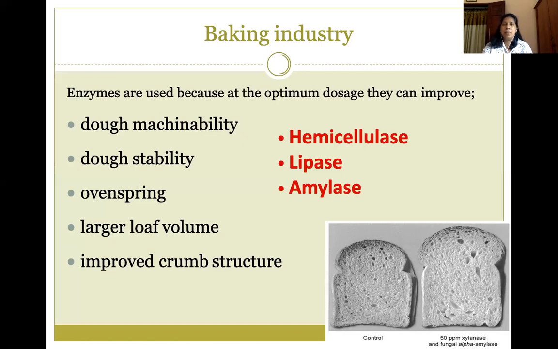Enzymes are used, because at the optimum enzyme dosage they can improve the bread. Hemicellulase, lipase, and amylase enzymes are used. What kind of support do they give? Dough machinability, dough stability, oven spring, larger loaf volume, and improved crumb texture and structure. Those things are produced by adding hemicellulase, lipase, and amylase. At this level, in the second year principles course, I'm not going to teach you the inside action. But when we use hemicellulase in the dough, that enzyme can break down the cellulose molecules into smaller particles, right?